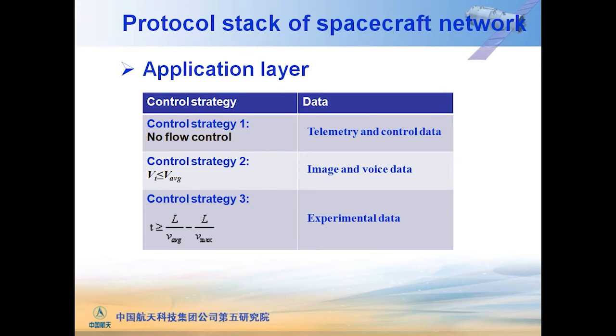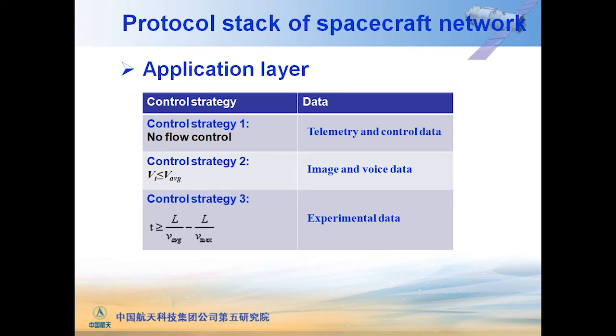Application layer. According to the requirements of spacecraft data transmission, the data can be divided into 3 types. First, low speed, real-time, and high reliability data, such as control and telemetry data. Second, high-speed, real-time, and fluent data, such as image and voice data. Third, high-speed, reliable, but no real-time requirement data, such as high-speed experiment data. According to this data, 3 kinds of network flow control strategies are adopted, and their corresponding relationships are shown in this table.